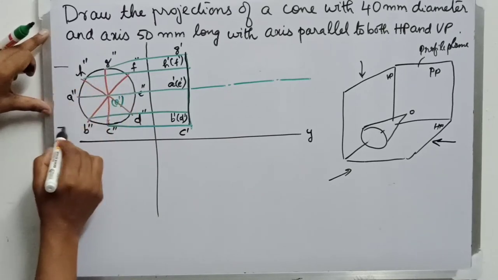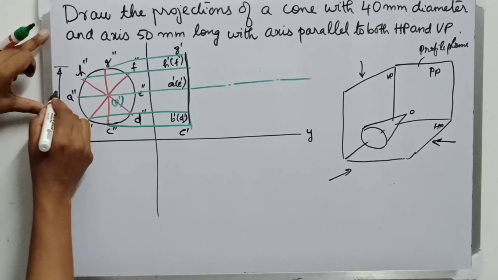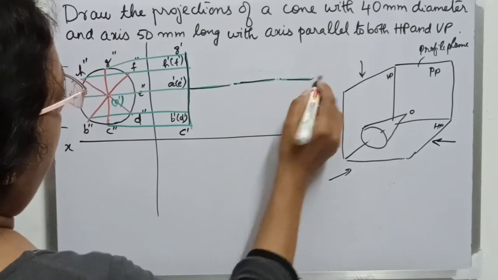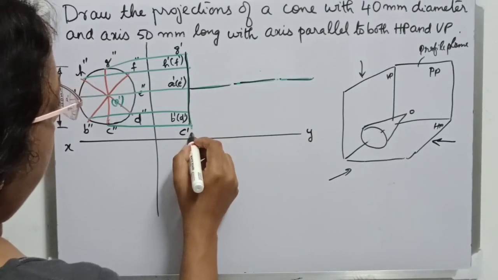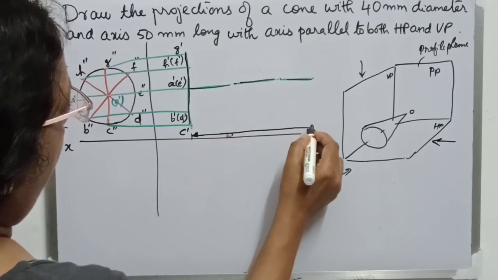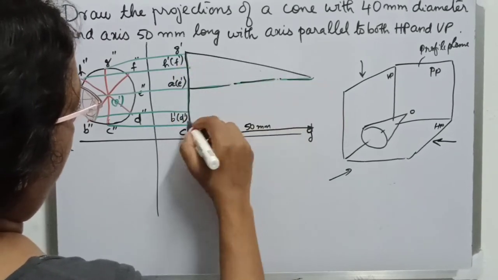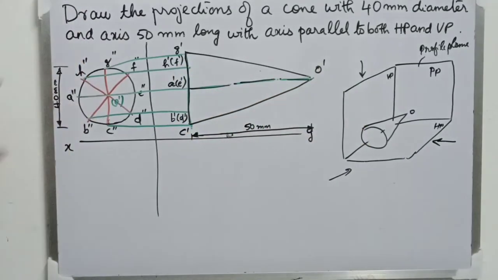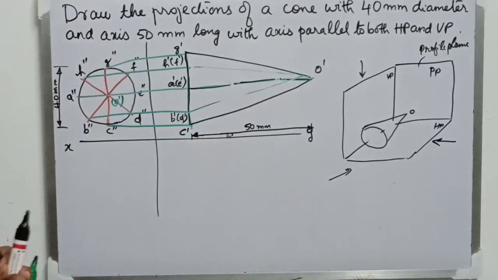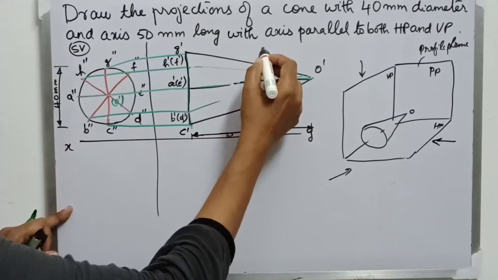Then also I'm marking the diameter of this circle, that is 40 mm. It is very important to mark the dimensions. Next I'm drawing the axis. We know the length of the axis is 50 mm, so I'm dimensioning that to 50 mm. Sorry, it should be like this, right on top of the dimension line. Now since we have got the point O, join these two to get the triangle. Now I'm drawing the generators also. Now this front view is complete. So this is the side view and this is the front view.